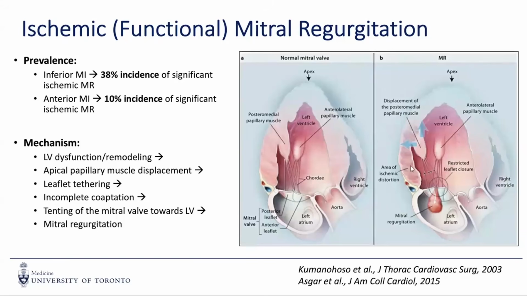In this case, you can appreciate how the posterior leaflet seems to be tethered more than the anterior leaflet. And it leads to incomplete coaptation of both leaflets with tenting or doming of the mitral valves towards the LV. And when that happens, you have MR that can either be posterior in one direction, or alternatively, it can be more central if both leaflets are being tethered equally.